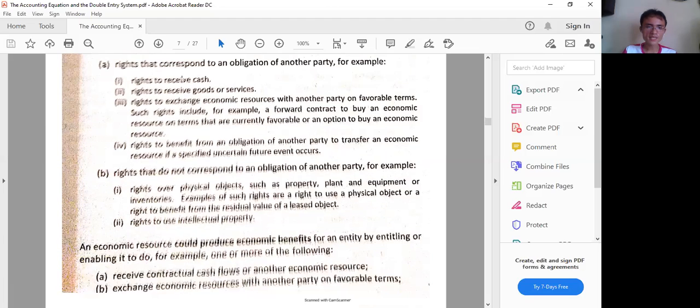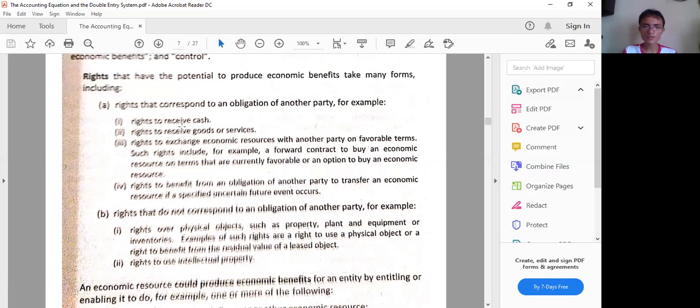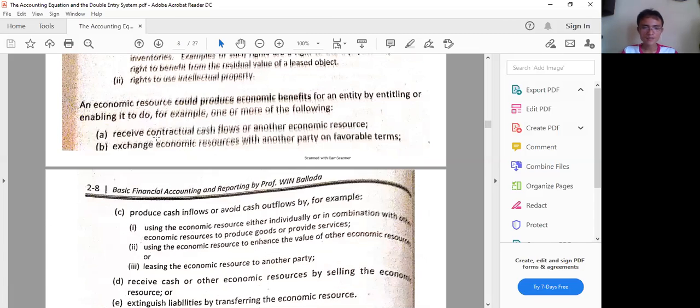Okay, so these are the examples. An example is the right to receive cash. That's our receivable, accounts receivable, for example. We have the right to receive cash. It's not tangible, of course, because a right cannot be seen, but it's there. So that's why it is an asset. And we will encounter these more as we go along the way.